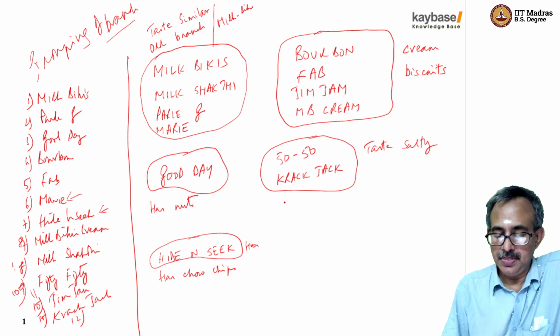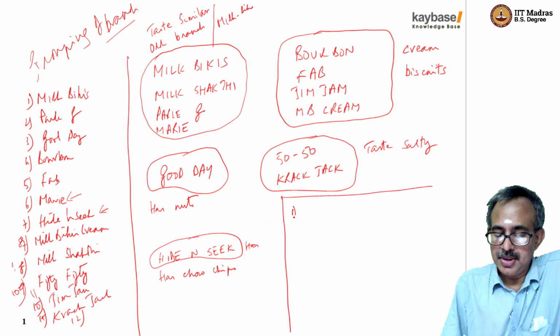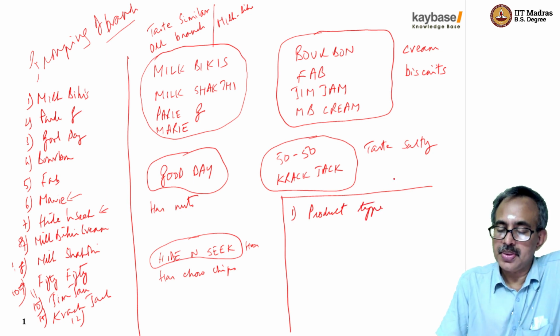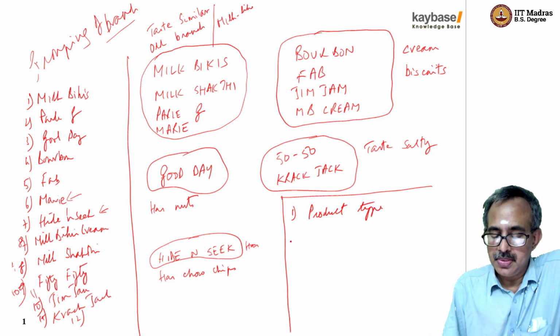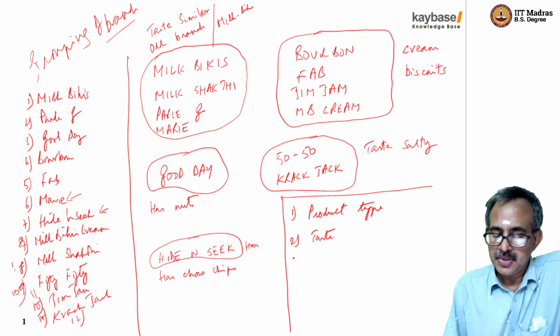Excellent, thank you. So, you have grouped biscuits based on product type, cream. You have grouped biscuits based on taste, taste milky or taste salty. You have grouped biscuits based on ingredients.